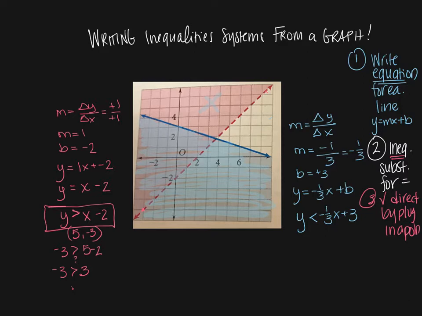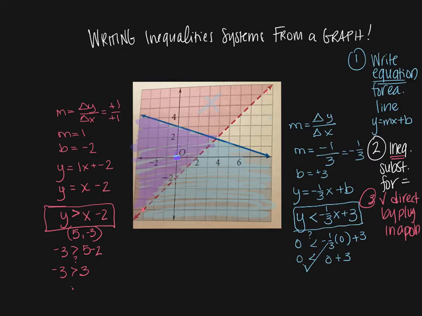Let's check this. In order to check this, I'm going to find any point that's blue. My origin's blue, and that's a really easy point. So I'm just going to check. Is it true that 0 is less than negative 1/3 times 0 plus 3? Well, 0 is less than 0 plus 3. Is 0 less than 3? Yes, it is. So right here, this point works, which means I have shaded in the right direction, so this is my second inequality. And hopefully what you notice is that my solutions that would work for both of these would be this area right here where both my pink and my blue are shaded.